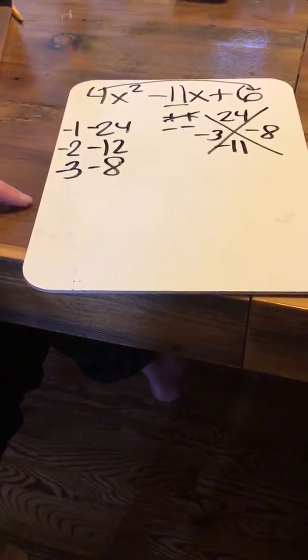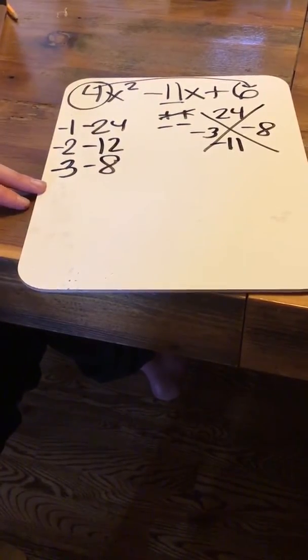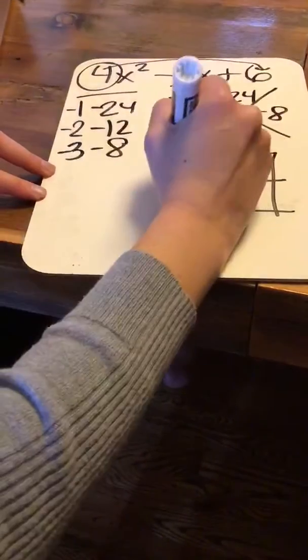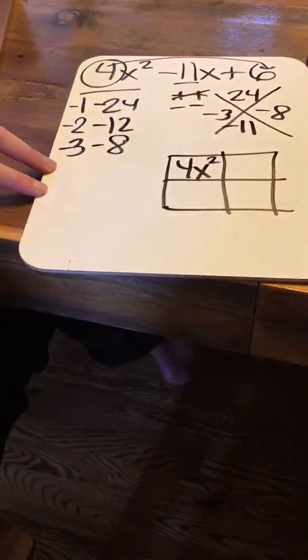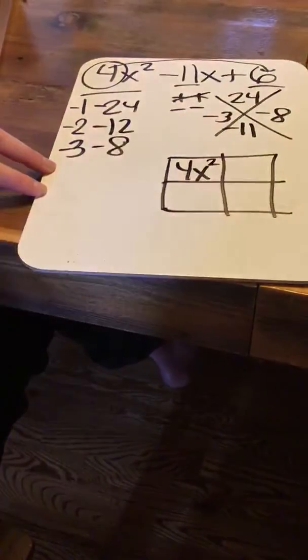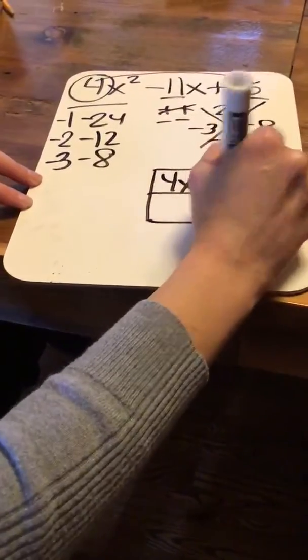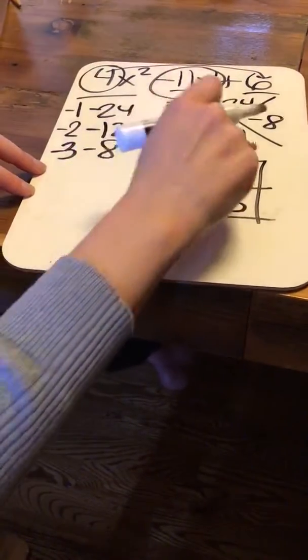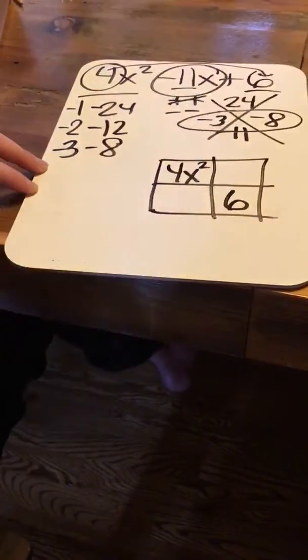Is this one of the Xbox ones? Yes, it is. How do I know that? Because there is a number other than 1 in front of my X squared. So I have to do this extra step here. First term goes in the first box. Last term goes in the last box. Middle term goes in the middle boxes, and they come from here.